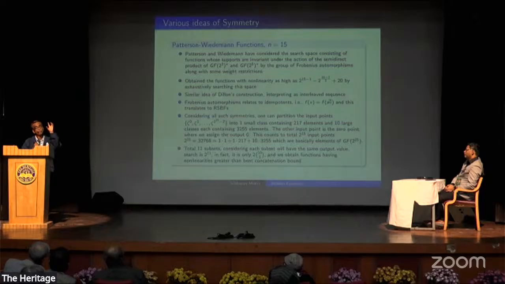You take the subgroup, and corresponding to all the elements of the subgroup, you put the value 0. You take one coset, and corresponding to that coset, you put all the values 1. Go to another coset, and corresponding to that, you put all the values 0. This way, if you do certain kinds of symmetry, that can give you very good nonlinearity.